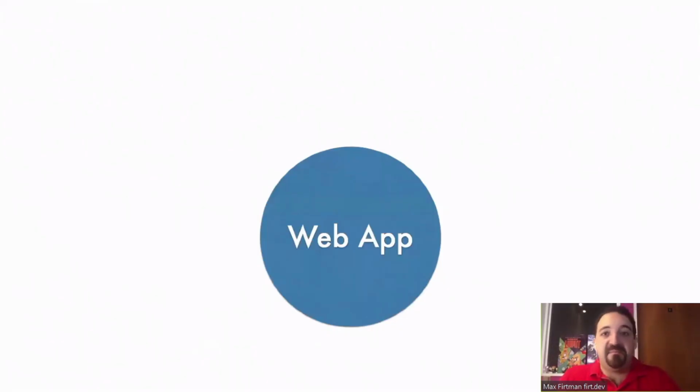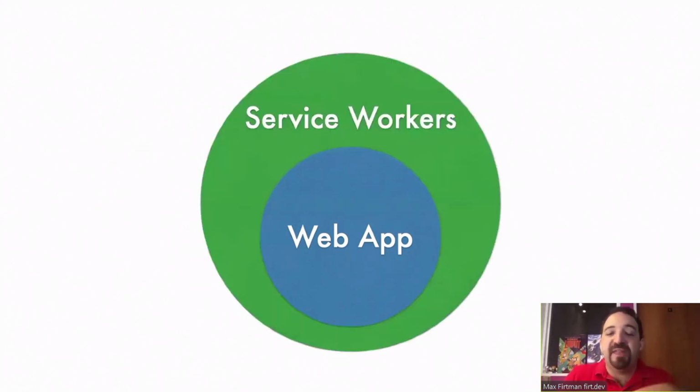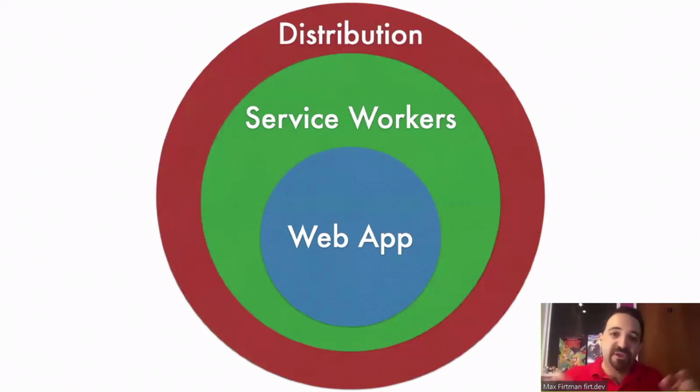And a PWA is just a web app. So it can be a vanilla JS app, a server-side app, a React application, a Vue application, or Angular, whatever you want. So it's just a web app. On top of that, we have a layer of service workers that are kind of the brain of the PWA. And then we have a distribution layer that we typically define as the web app manifest. So it's a way to actually make that app installable. Okay, so these are the layers of a PWA.